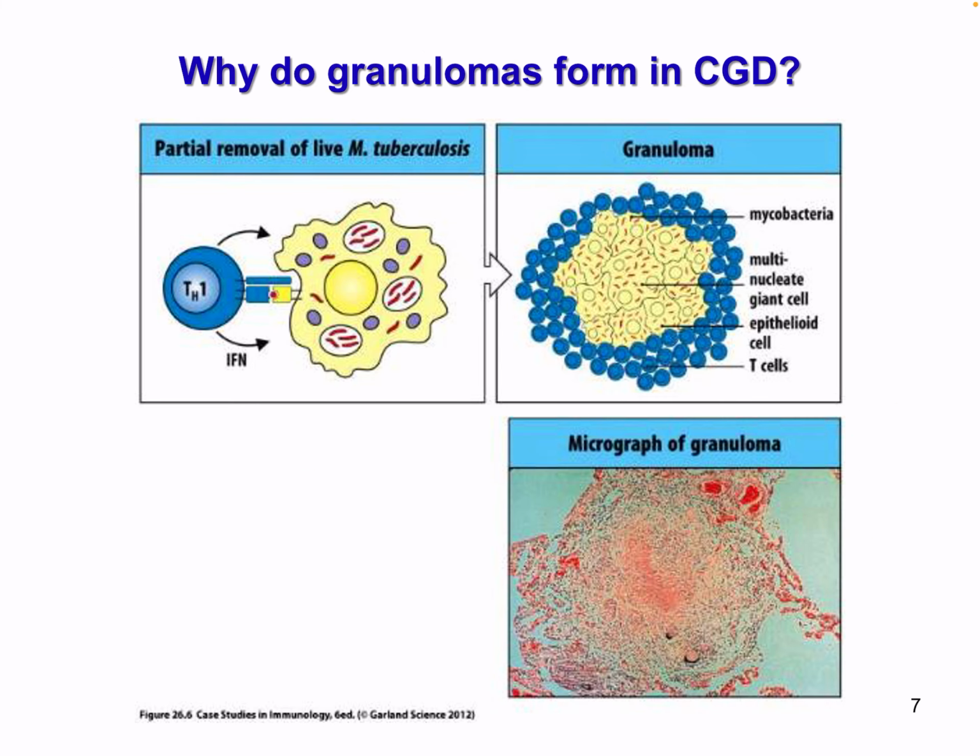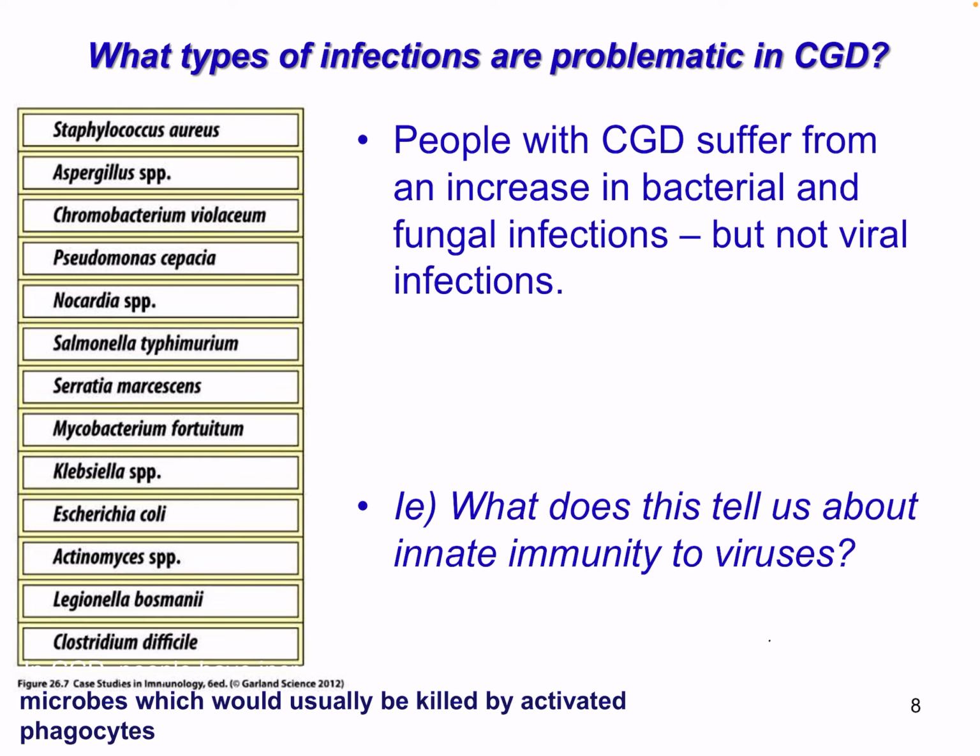Something to keep in mind is granulomas. Why do they form? Here we can see granuloma formation. In a typical case, this occurs with Mycobacterium. And here's a micrograph. So what types of infections are problematic in CGD? When we don't have respiratory bursts and NETs, people with CGD suffer from an increase in bacterial and fungal infections, but not viral infections.